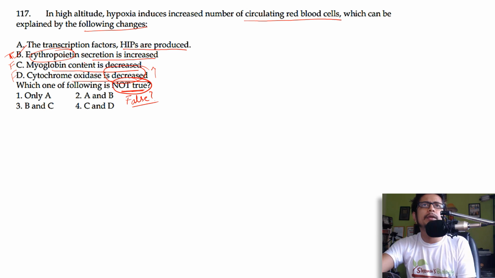So both the myoglobin content is decreased and cytochrome oxidase decreased are wrong statements. So C and D are wrong, and there is only one option with C and D wrong, that is option 4. Now we don't know about the option A.